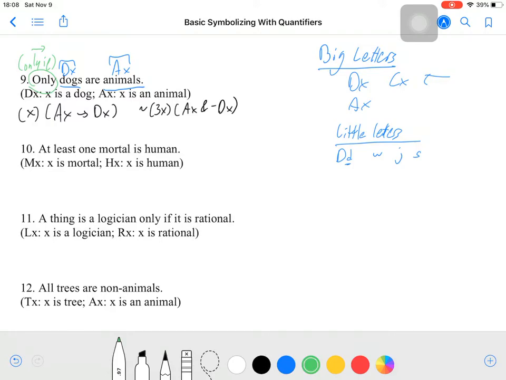At least one. At least one means that we can translate that as an existential X. And then we have mortal, and mortal is going to be MX. And then human is HX. So there exists at least one X such that X is both mortal and X is human. So we have an implicit and statement there.